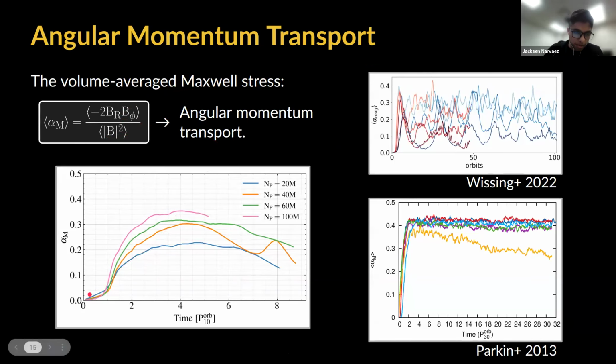We observe first that it reaches a maximum around 4 or 5 outer orbits, and it increases with the resolution. For the case of 60 and 100 million particles, it reaches values around 0.3, 0.35, that are in very good agreement with previous local simulations using SPH, but also with global disk simulations using grid codes, like 0.4, 0.35. So yeah, we got similar levels in the Maxwell stress.